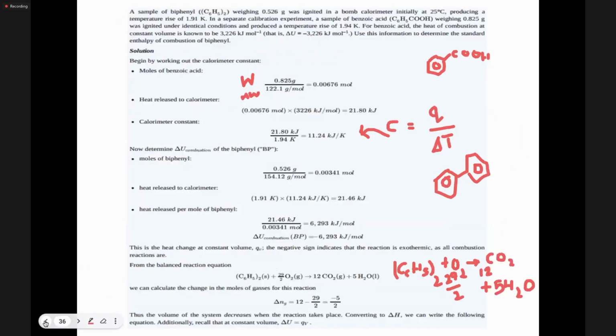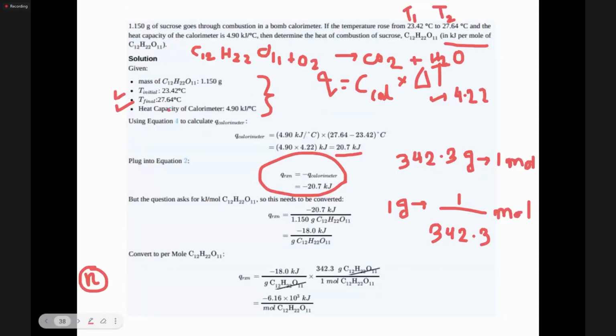In one of the previous slides, I showed you how the biphenyl combustion in oxygen can be balanced, and your homework will be to see how this sucrose burning off in air can be balanced. If you can balance this equation, you will be able to calculate the delta Ng of the reaction, which I have not calculated or shown over here.